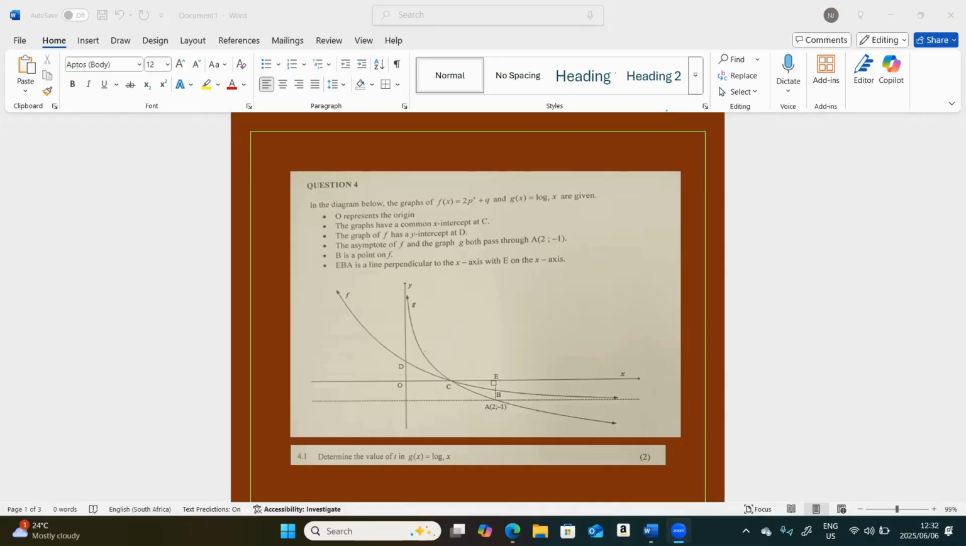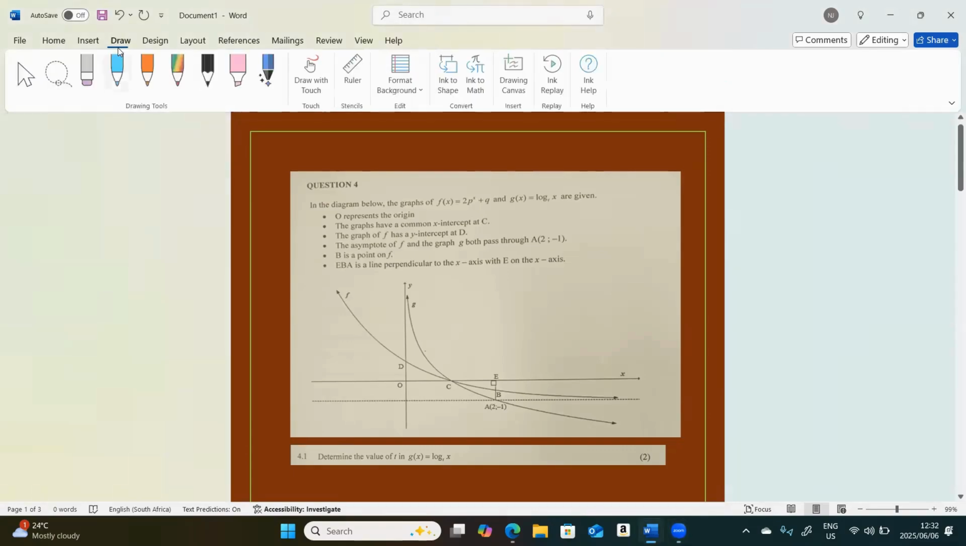Grade 12s, let's have a look at question number 4 of the March 2025 Free State paper. Let's just get the cursor. So, question number 4. You can see in the information provided already, by the graphs given and also fx and gx, which we know is function notation, that we are going to be working with functions and inverses.